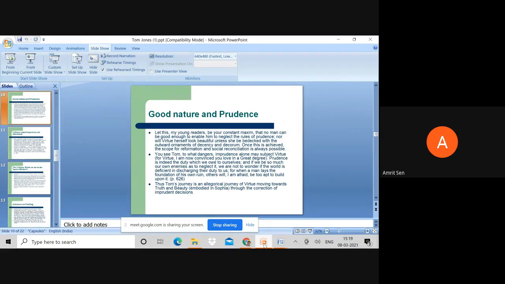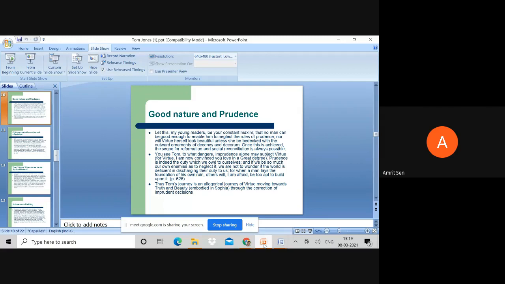So benevolence, caritas, is what Tom possesses, Allworthy possesses. But benevolence alone does not make good nature. It must be combined with the idea of prudence.